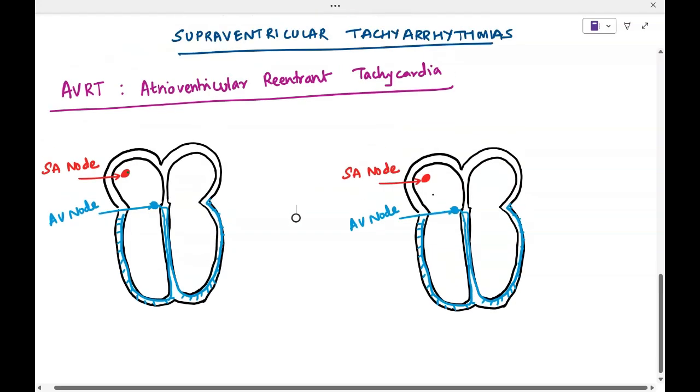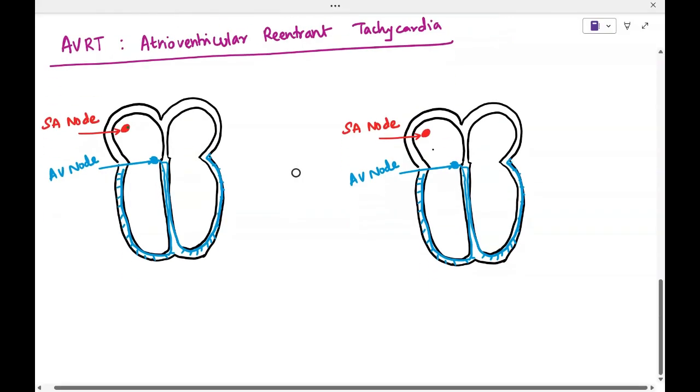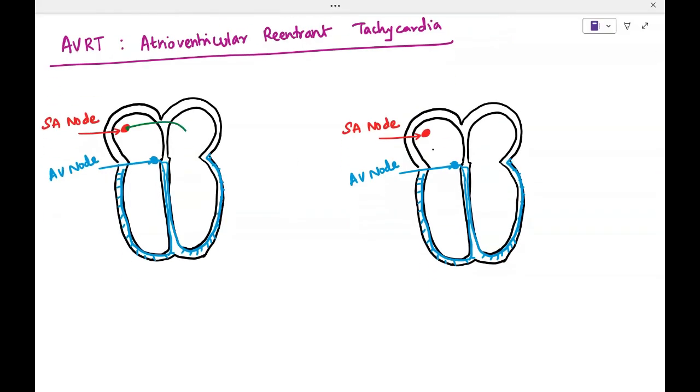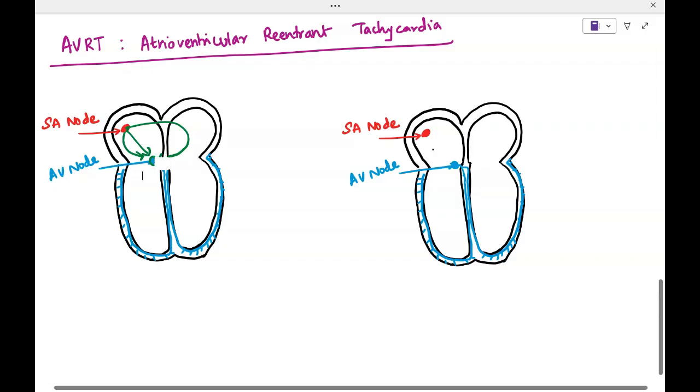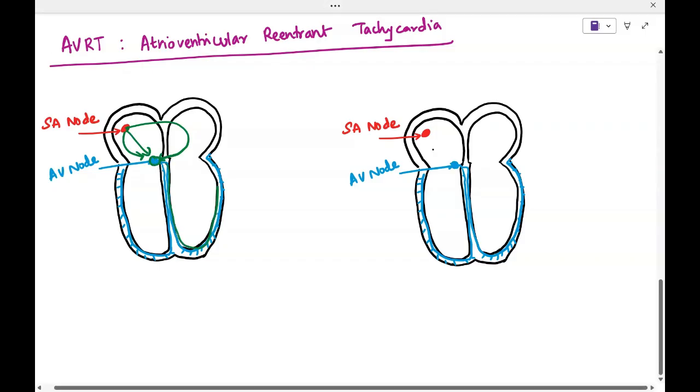So in supraventricular tachyarrhythmias, this is atrioventricular reentrant tachycardia, that is AVRT. Normally, the impulse starts from the SA node, it stimulates the atrium, and then it reaches the AV node. Then it undergoes AV nodal delay, and then through the bundle of His and Purkinje fibers, it goes through the ventricles and stimulates the ventricles.